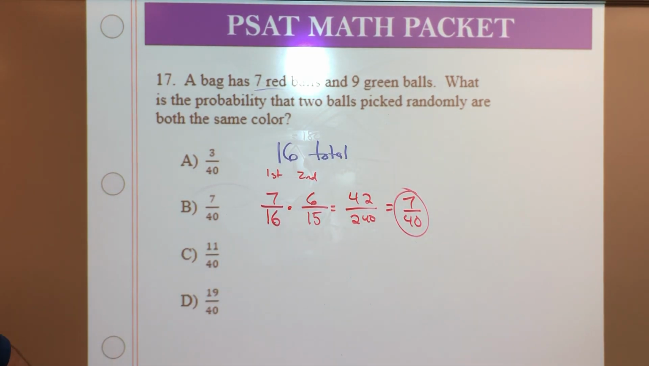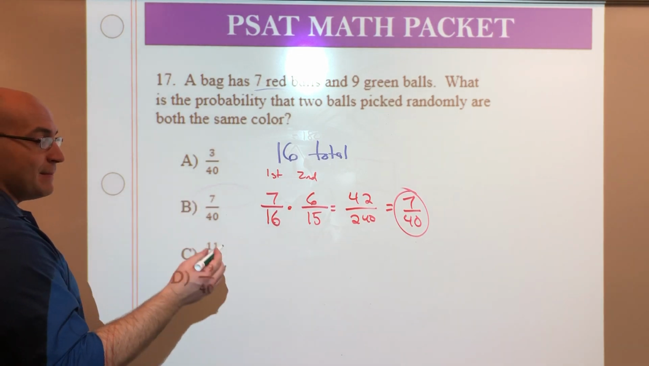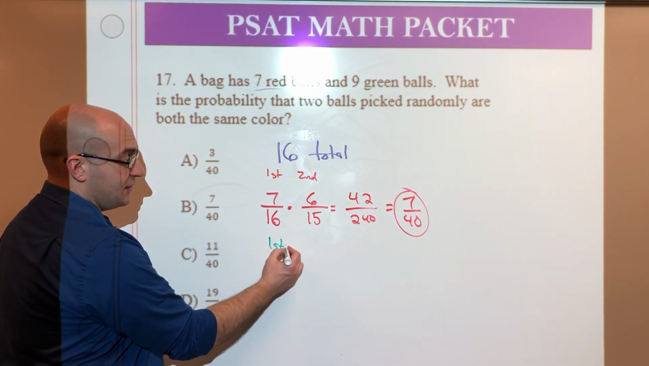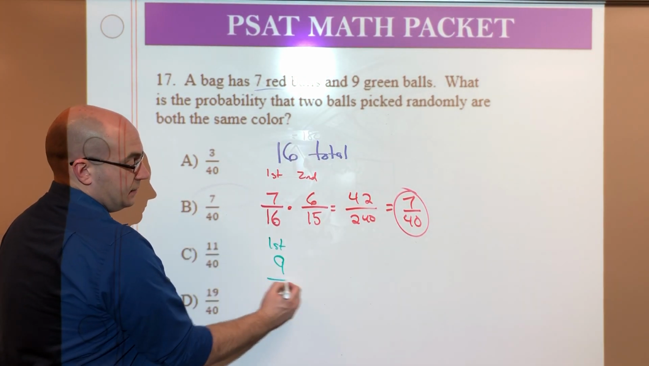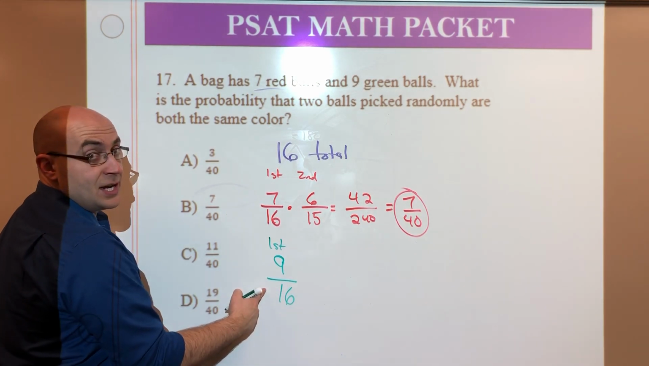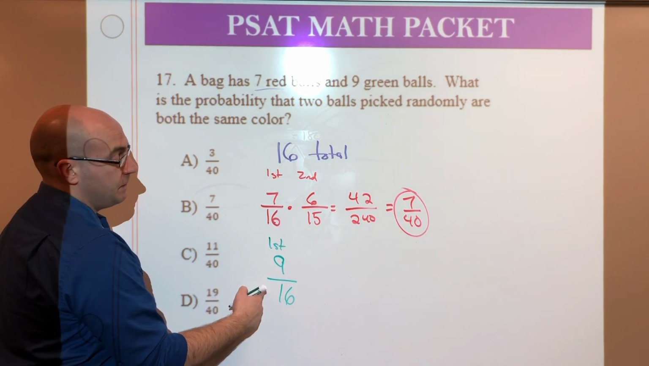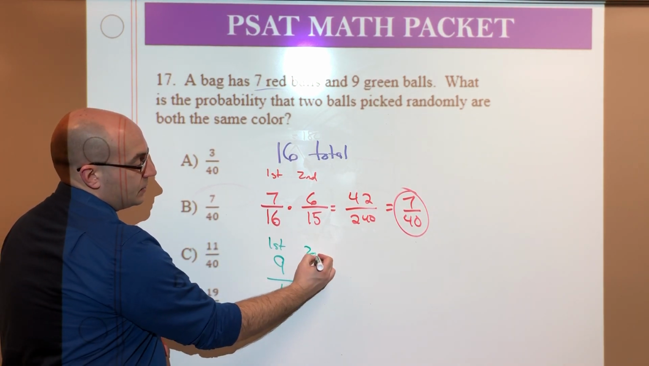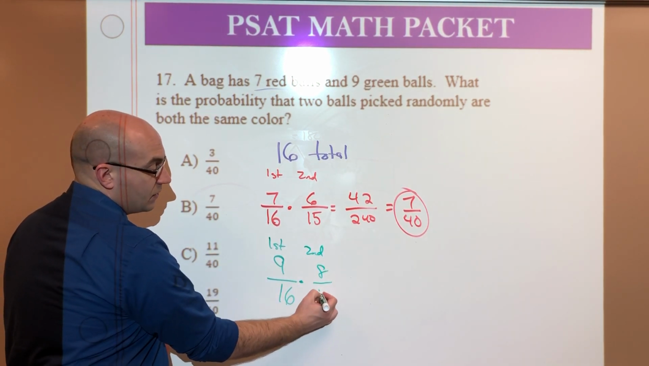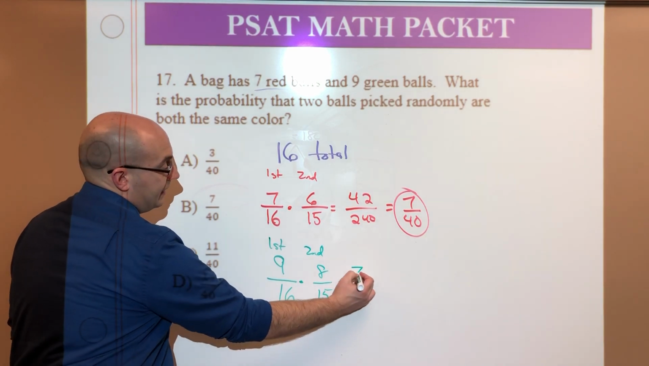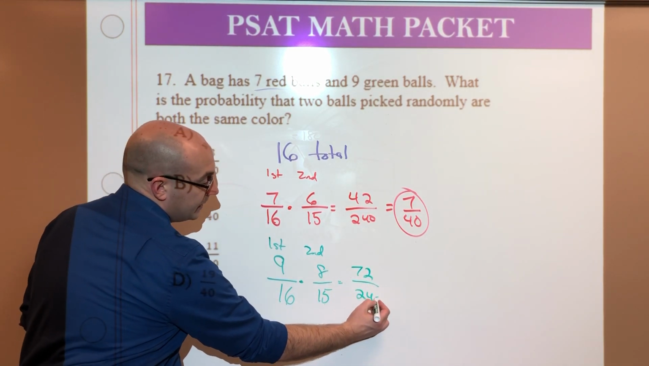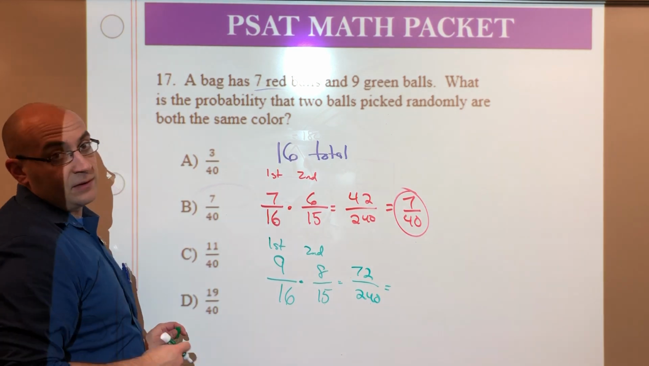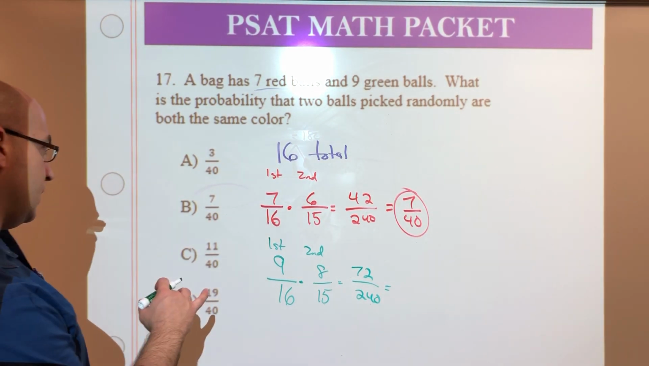Now let's go ahead and work on the green probability. It's the same idea. Let's say the first time I have a 9 out of 16 chance of getting green. That's my first opportunity. Now again, I want 2 that are the same color. So my second opportunity will be 8 over 15, okay? And that gives me 72 over 240. Simplifying that out will give me 12 over 40.